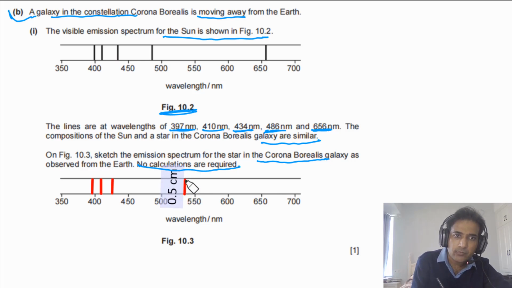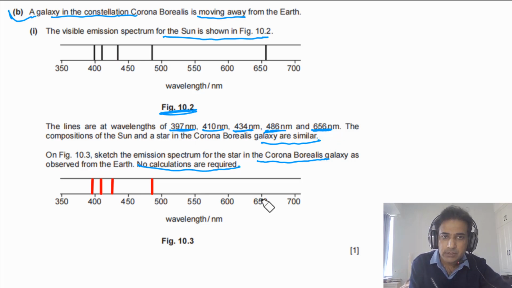So this is 486. 486 means here. So this has to be here. You have to be a little bit careful with this, but just approximate is okay. You can use a meter rule and you can find 1/5 around here.